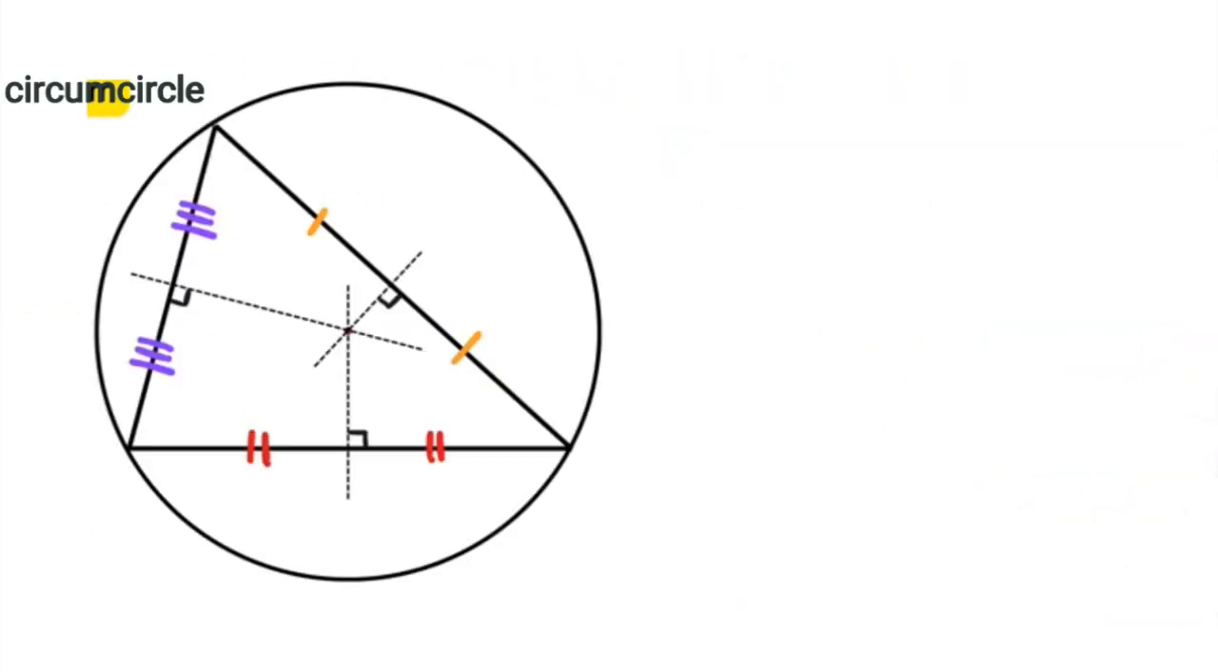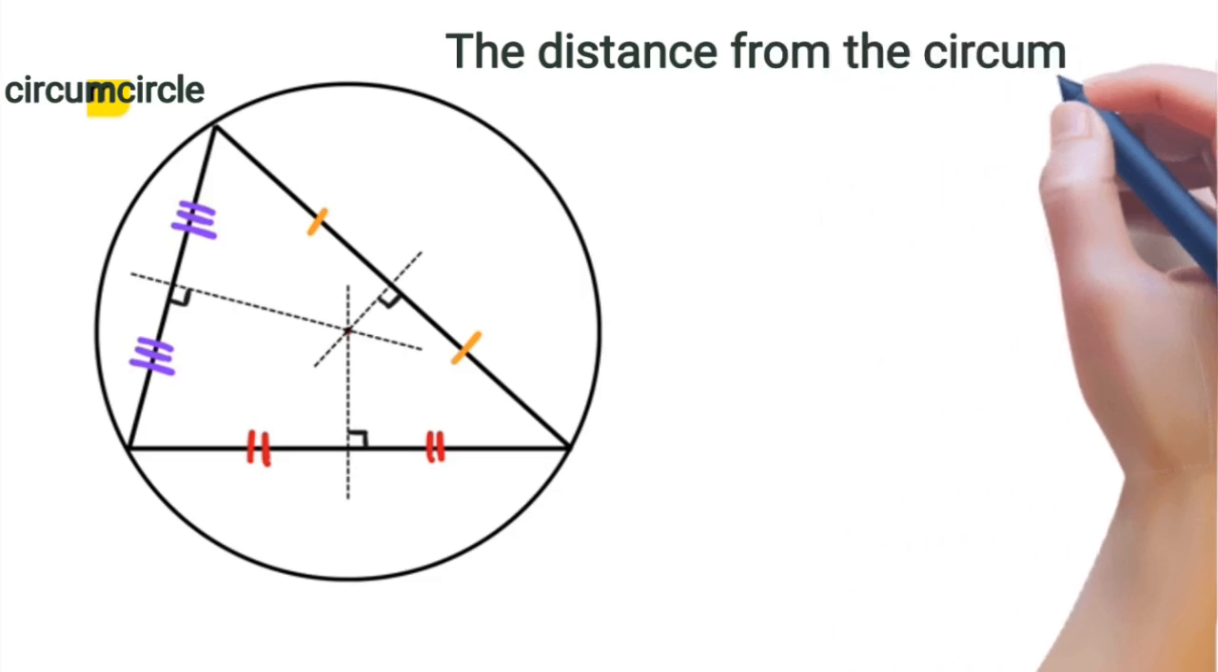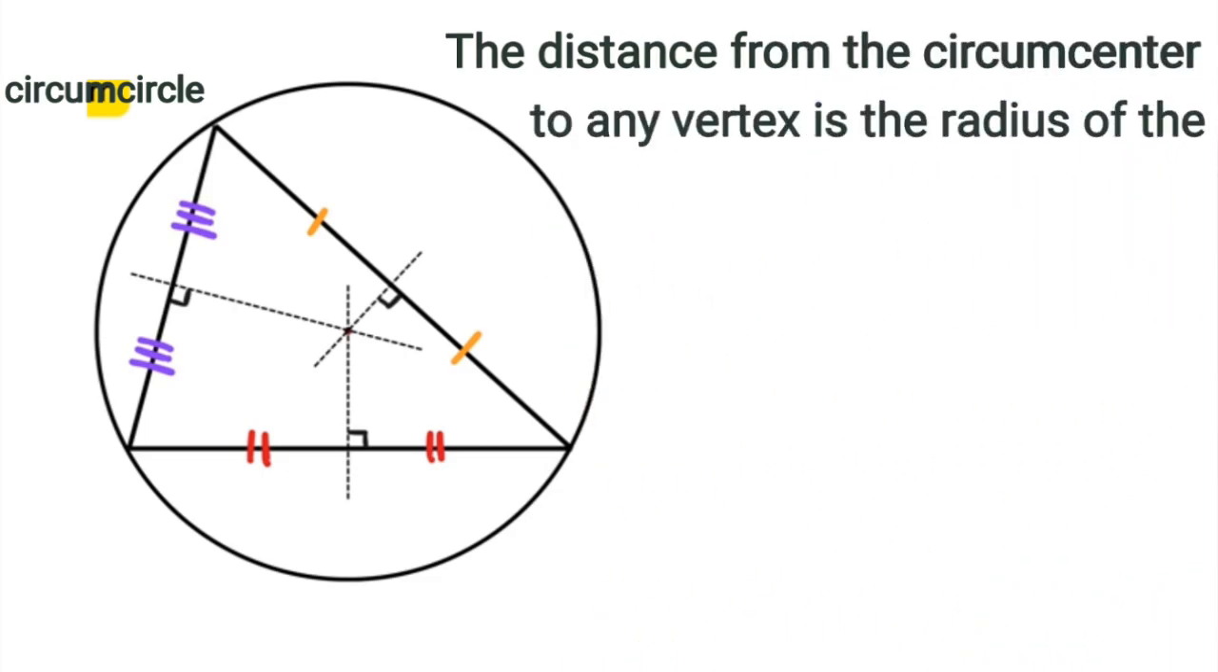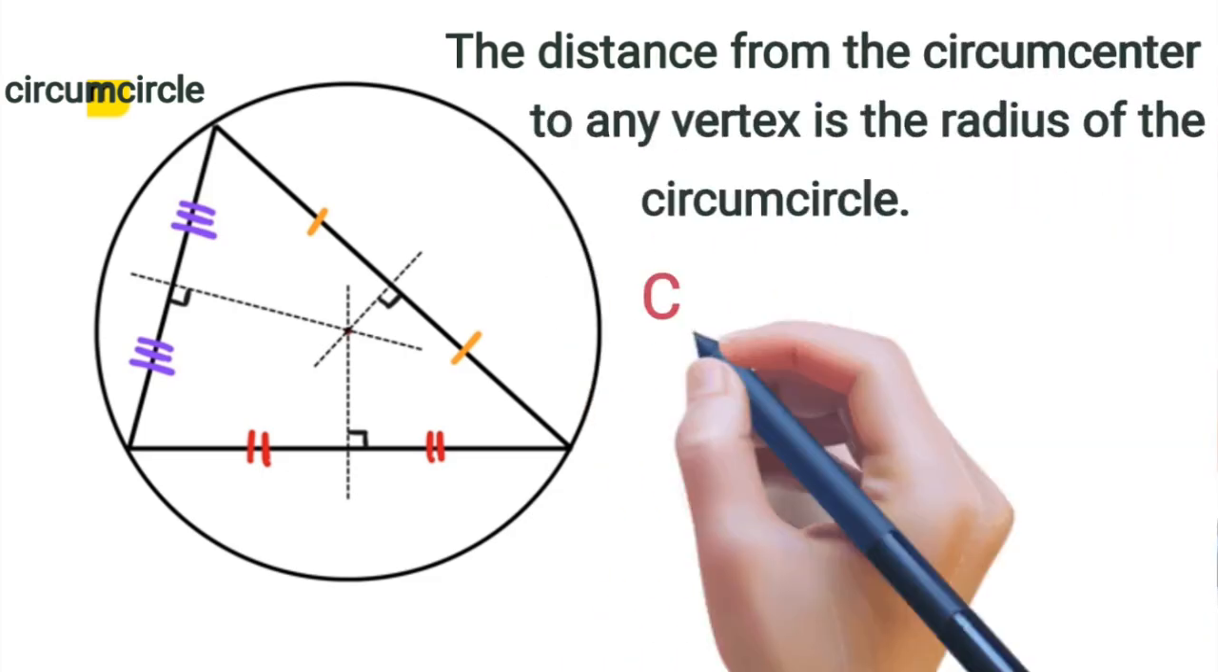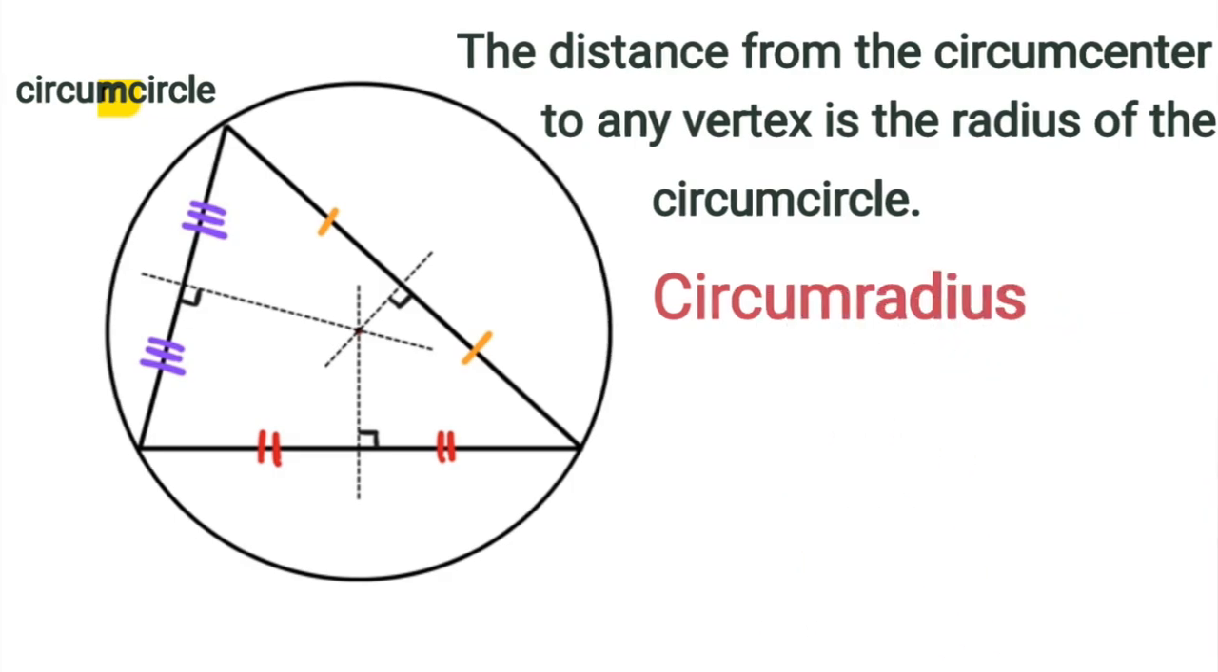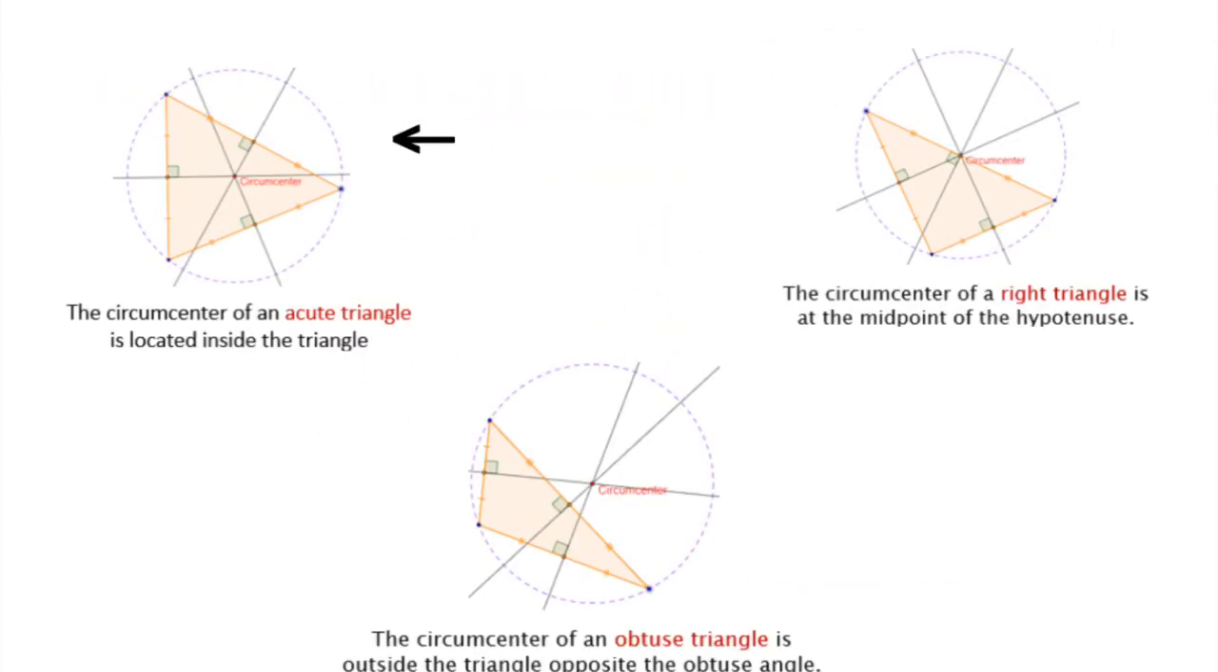This circumcenter is the center of the circle that passes through all 3 corners of the triangle. This circle is called the circumcircle that perfectly wraps around the triangle, touching each vertex. The distance from the circumcenter to any vertex is the radius of the circumcircle, which we call the circumradius. In an acute triangle, the circumcenter is located inside. In a right triangle, it is the midpoint of the hypotenuse. Then in an obtuse triangle, it is located outside.